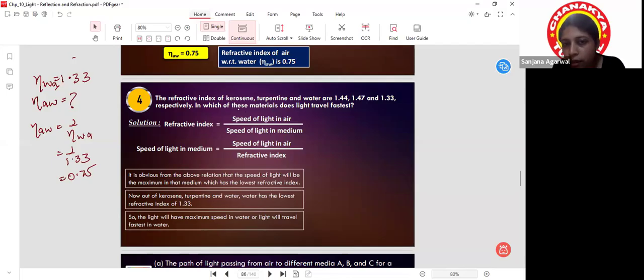If it is asking in which of these materials does the light travel fastest, for this to be fastest, the refractive index should be least because they are inversely proportional to each other. So refractive index is least for water. That means speed of light will be highest in the water medium.